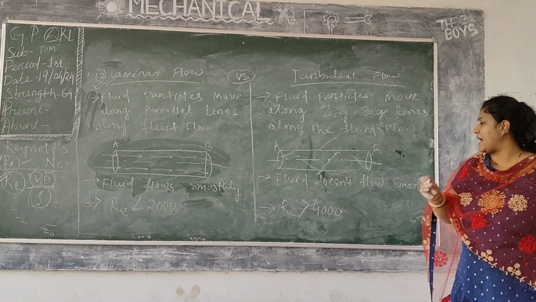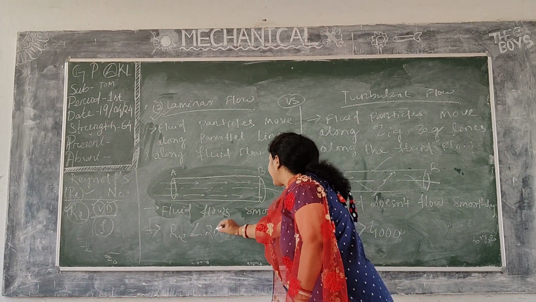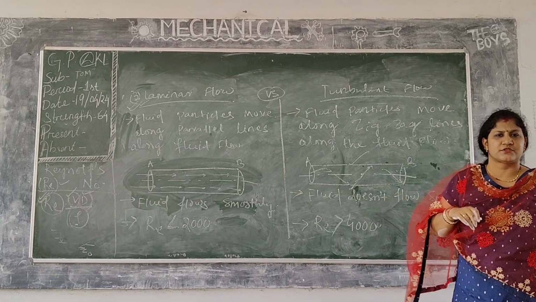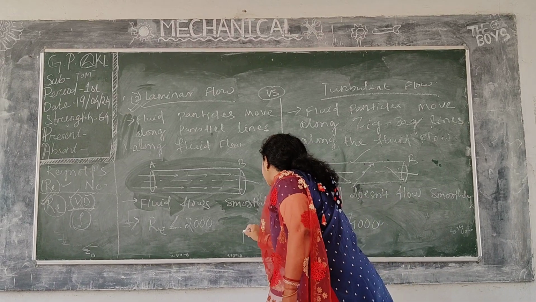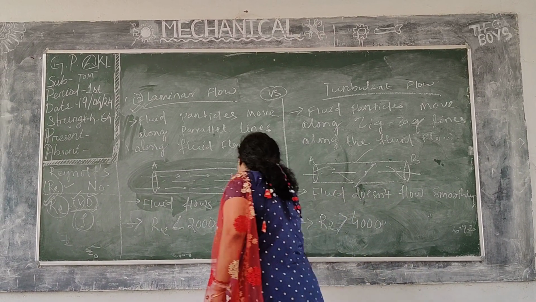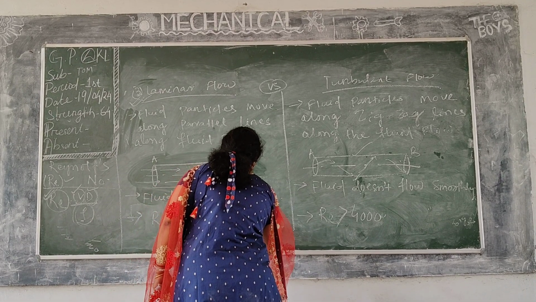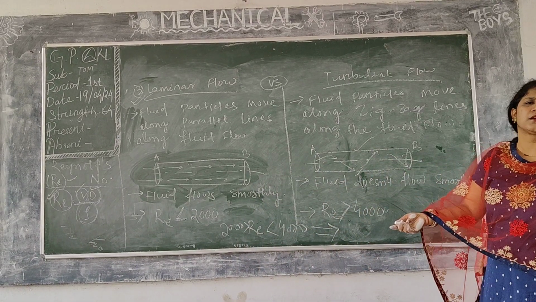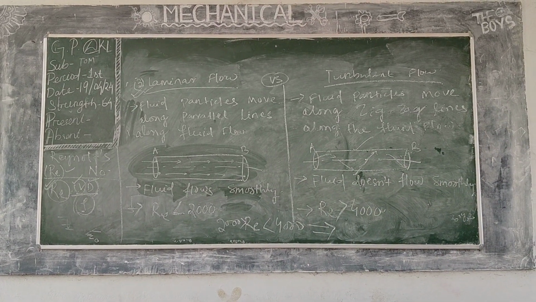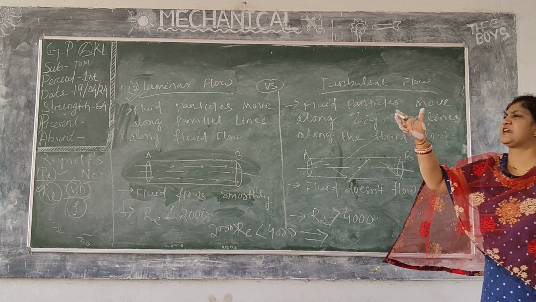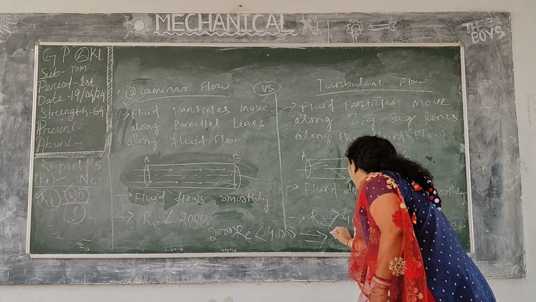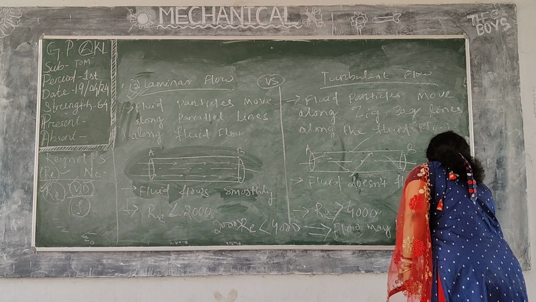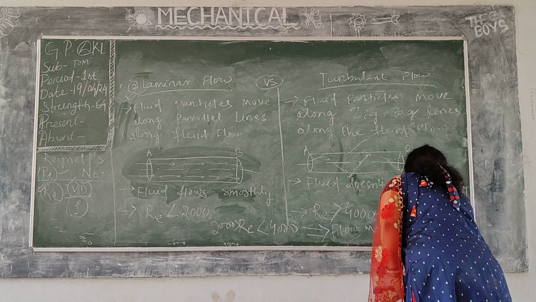So we have an in-between. If this is less than 2000, this is greater than 4000, what about between 2000 and 4000? If the fluid's Reynolds number stays in between 2000 and 4000, then the flow may be laminar, may be turbulent. It depends on different pipe characteristics, different temperature, different kinds of things. So flow may be laminar or turbulent.